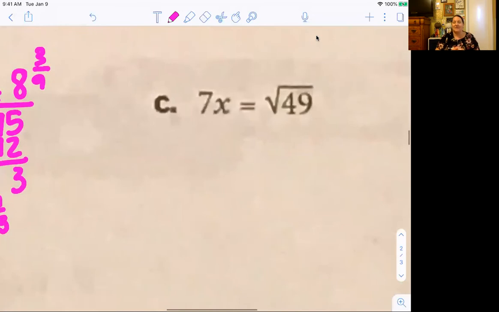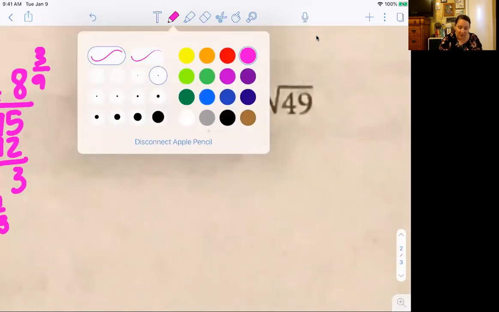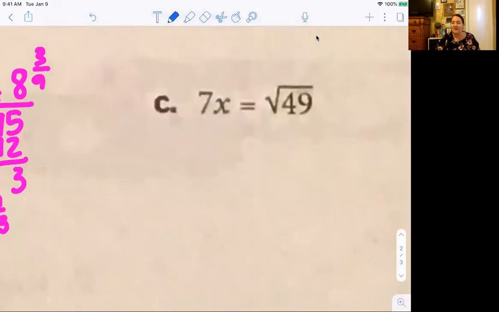Ooh, look at 7. 7x equals square root of 49. First of all, let's figure out what the square root of 49 is. What number times itself gives us 49? 7. Good. So we have 7x equals 7.